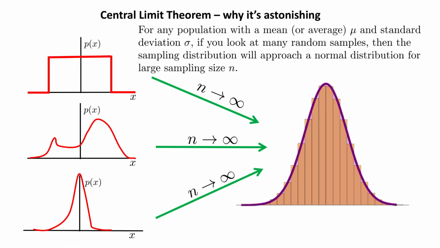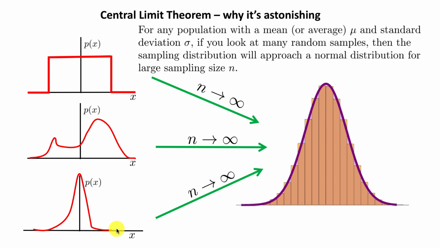The central limit theorem is actually quite astonishing. You can have very different distributions of the population. Something that looks like this: 0 here, a constant here, 0 again. Or it can be wavy looking like this, or it can have a bump in the middle and then go off to 0 over here.